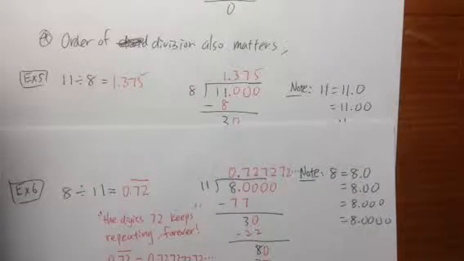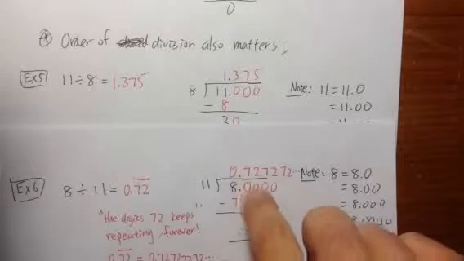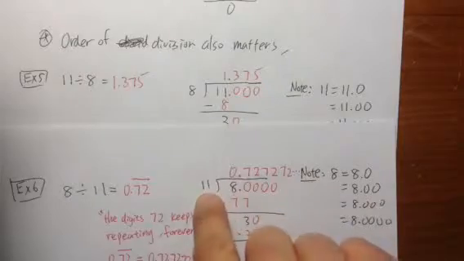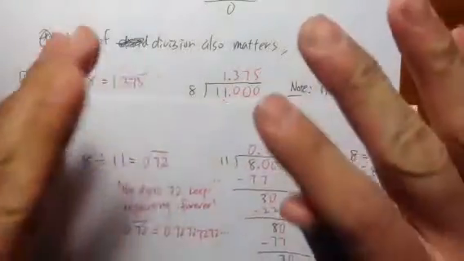Make sure that you have the right number inside. You have the first number inside. You have the second number outside. You must have the correct setup.